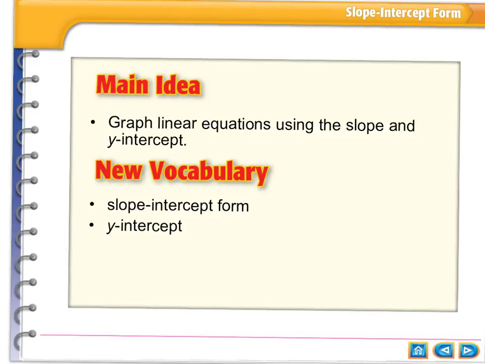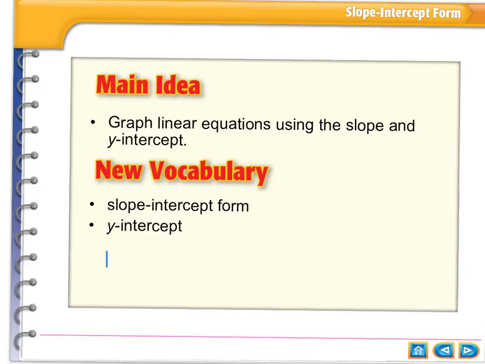We're going to be working on graphing linear equations using the slope and y-intercepts. So we've got a couple of new vocabulary words: slope-intercept form and y-intercept. If you were here 2 days ago, I think it was, we watched the video and I asked you what was an intercept. Just from what we gathered on the video, what was an intercept?